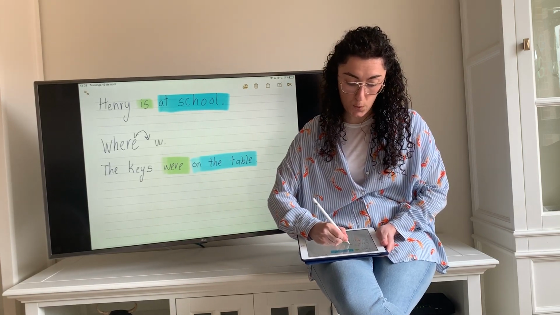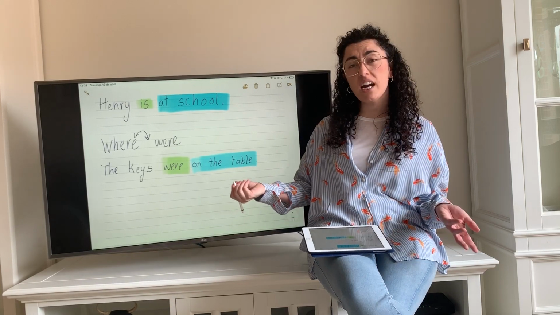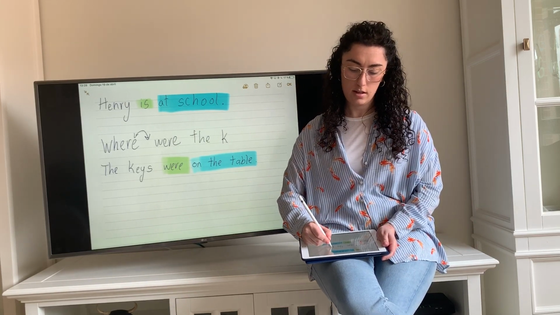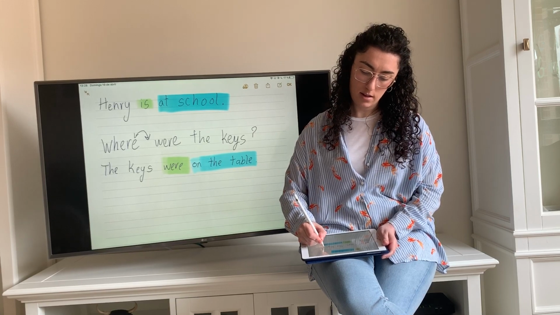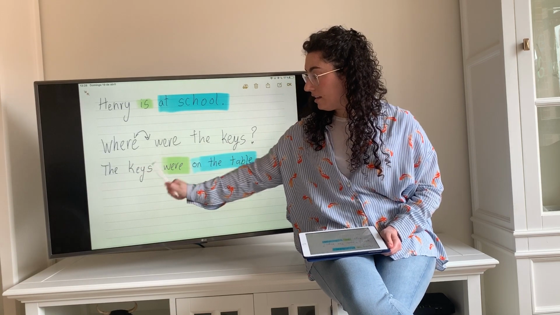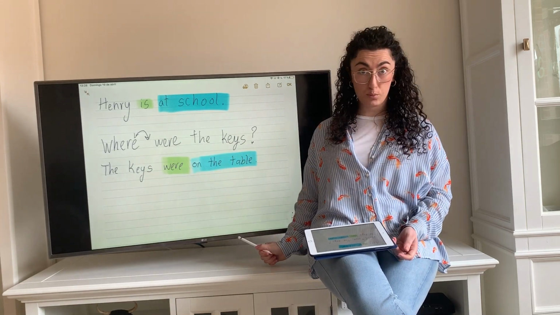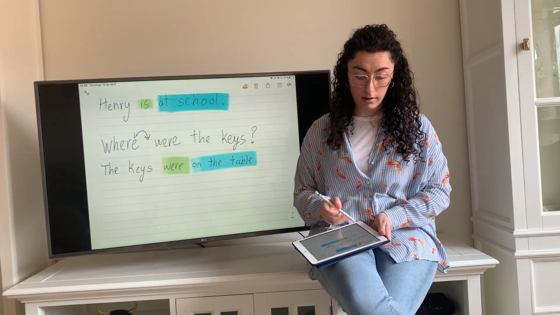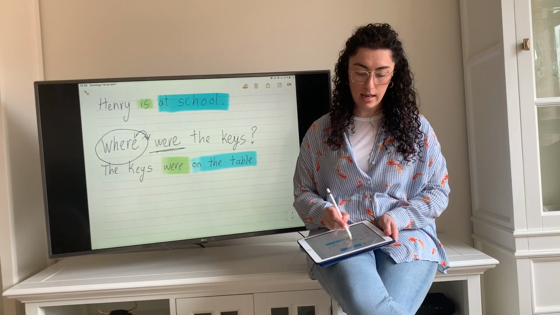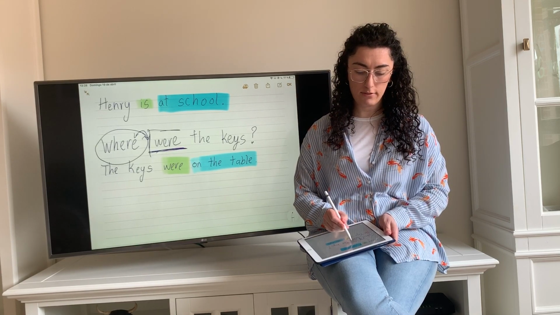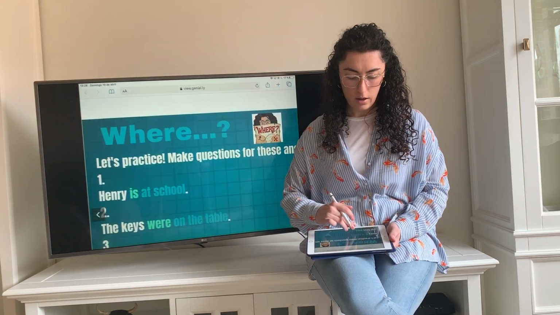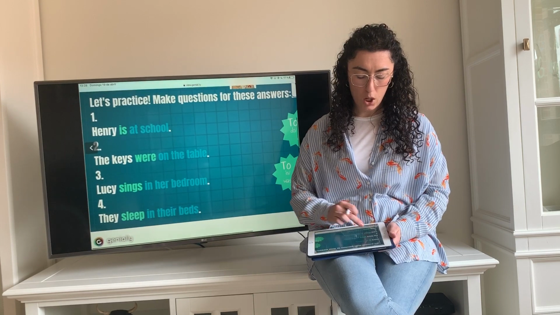Where? What? The keys. Very good. Where were the keys? The keys were on the table. Do we understand? Very important. We have where and then the auxiliary verb. Good? Good. Okay. Example number 3.